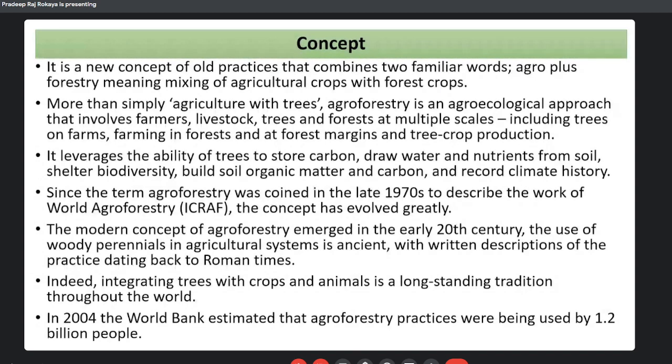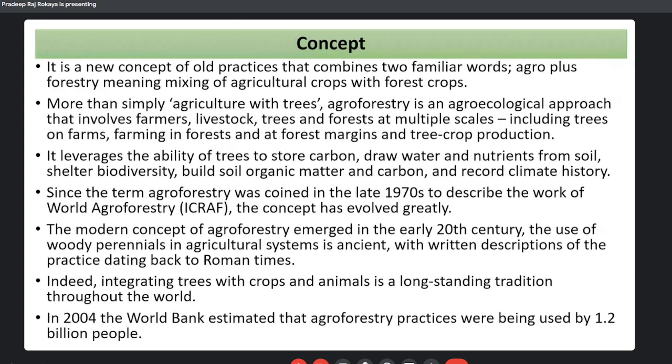The agroforestry term, the agroforestry system, is a new concept, but it is an old practice that combines two familiar words, agro plus forestry. It brings together all the agricultural practices as well as all the forestry practices, to obtain maximization of benefit, meaning mixing of agricultural crops with forest crops.